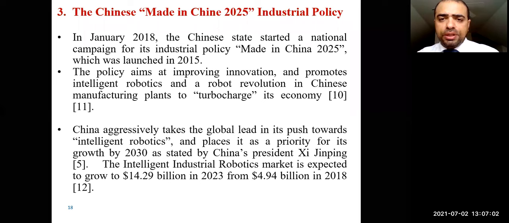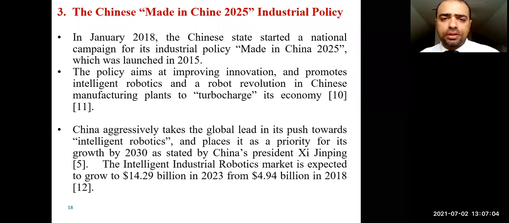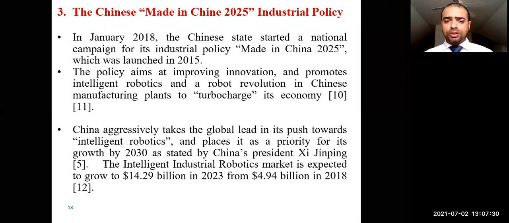So the Made in China 2025 industrial policy. One of its objectives is to transform China from, let's say, being the factory of the world to a research center, and one of the main research centers in the world. So it includes a significant aspect that focuses on research and innovation.